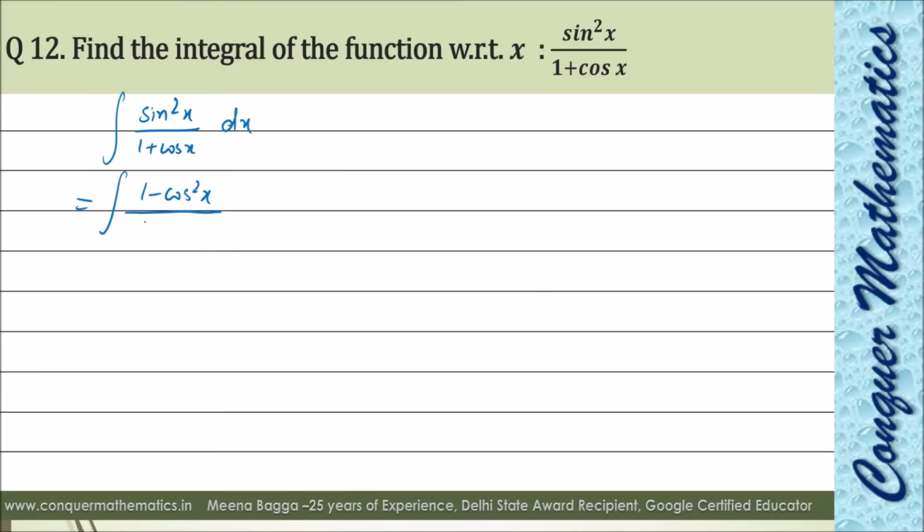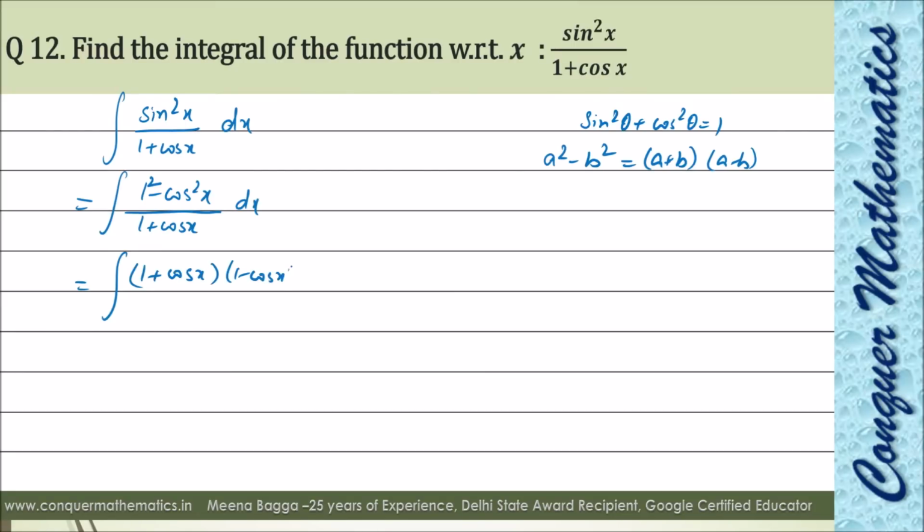Okay, sin square theta plus cos square theta is 1, as we remember, and we can write this as 1 square minus cos square x. That means a square minus b square, an algebraic identity we can use. This will be a plus b into a minus b. First we have used sin square theta plus cos square theta is 1, now we are using the algebraic identity. This will be 1 plus cos x into 1 minus cos x.